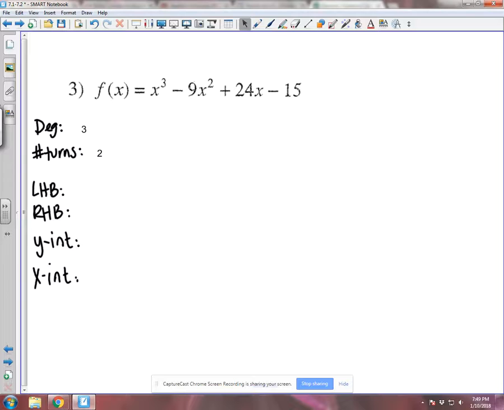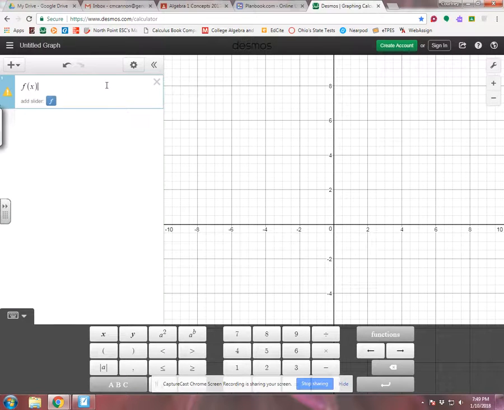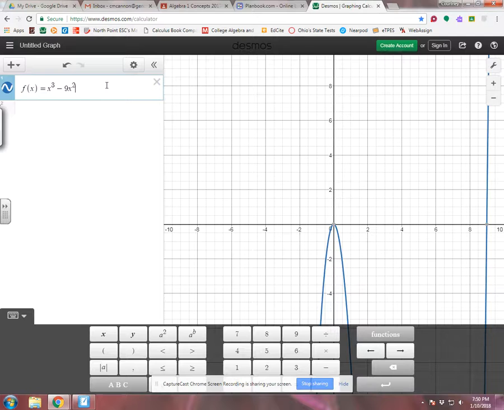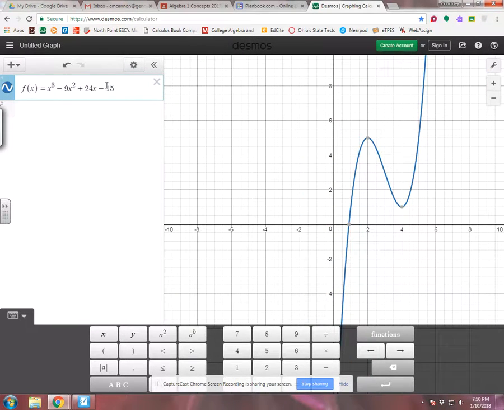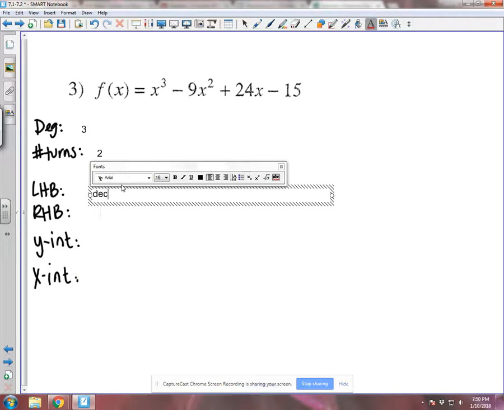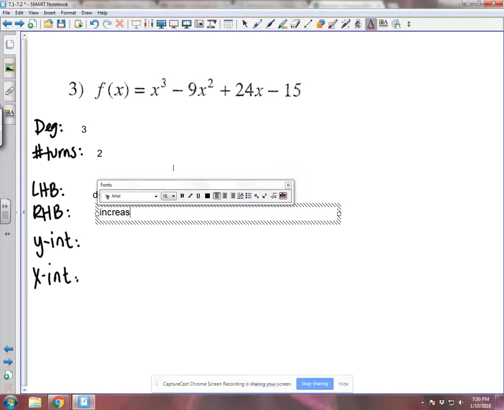So let's go to Desmos and let's get rid of our old graph and type this one in. So I have f of x equals x to the third minus 9x squared plus 24x minus 15. So there's my graph. Again, you'll notice the 2 turns. It turns there and it turns down here. So let's answer our questions. My left-hand behavior is decreasing. My right-hand behavior is increasing.